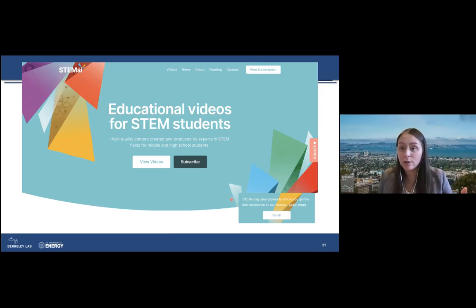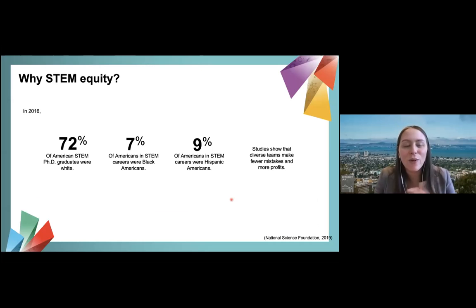And we've also recently started to do articles as well that could be used in curricula for, not so much K through 12, but for middle and high school. And so, why STEM equity?